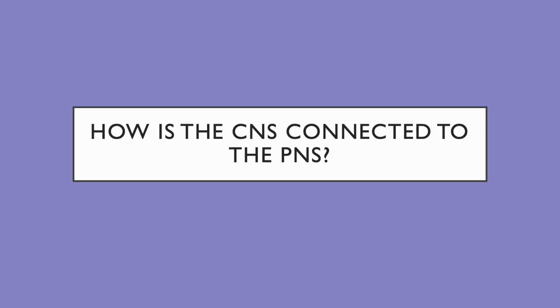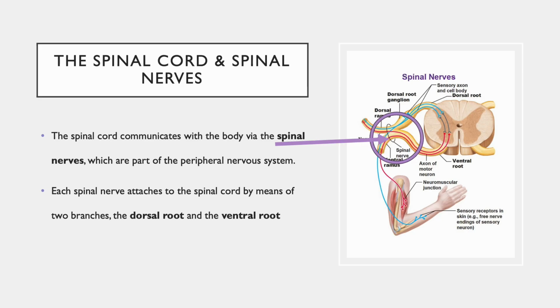So how is the central nervous system connected to the peripheral nervous system? Of course, we know the spinal cord is the main pathway for this, and this includes the spinal nerves that innervate it, in addition to the cranial nerves. The spinal cord communicates with both the body and the periphery systems via these spinal nerves. And remember, there are 31 pairs of spinal nerves. This is shown here in the purple circle.